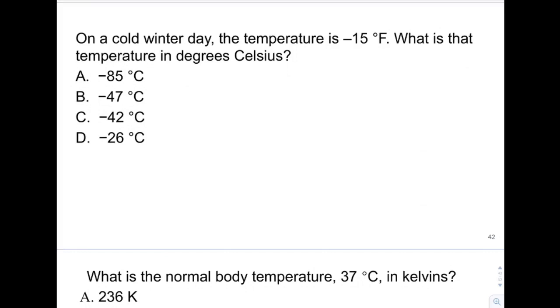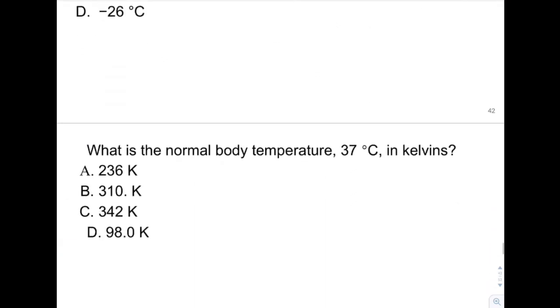So if you want some practice, we're going to do this in class, but go ahead and get some practice. Check your work in the speaker's notes of the slides for these two.